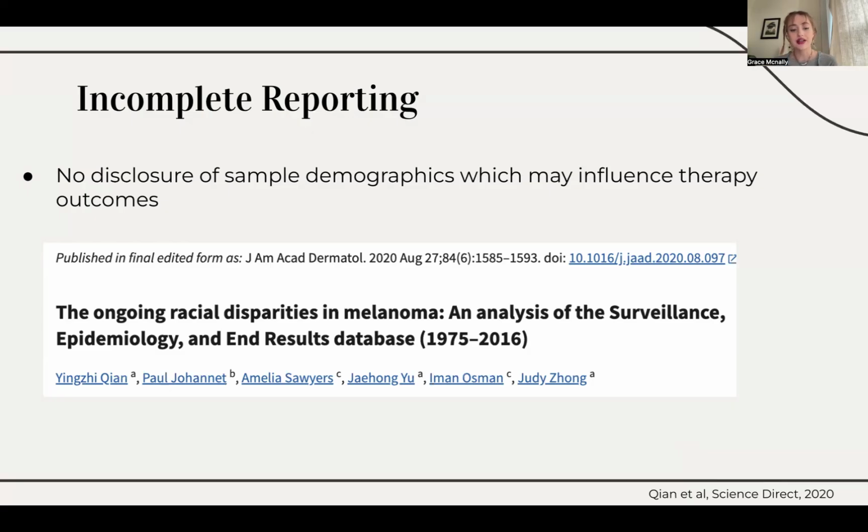Representation in medical studies typically has disproportionately high levels of white men and women. In a study called The Ongoing Racial Disparities in Melanoma, an analysis of the Surveillance, Epidemiology, and End Results database done in 2020, the authors found that out of 398,034 melanoma patients, 95.4% were non-Hispanic white. Although the majority of patients were white, minorities regularly suffer worse melanoma-specific survival.